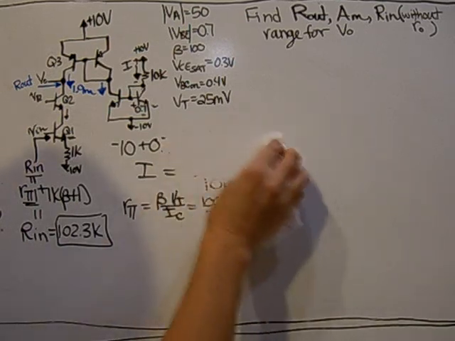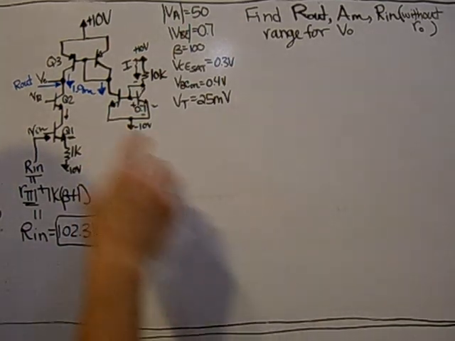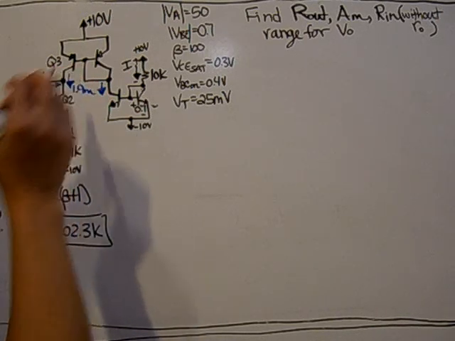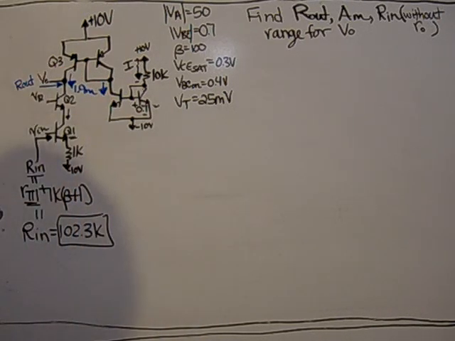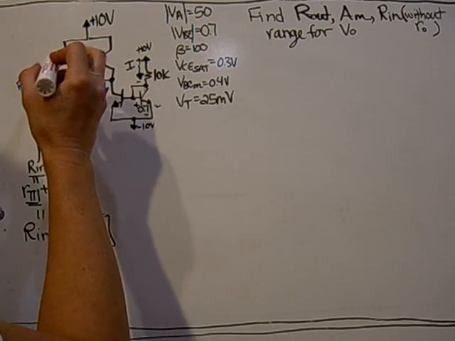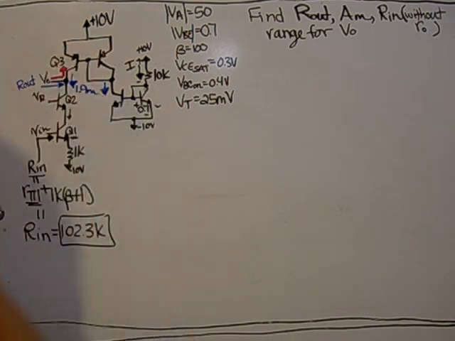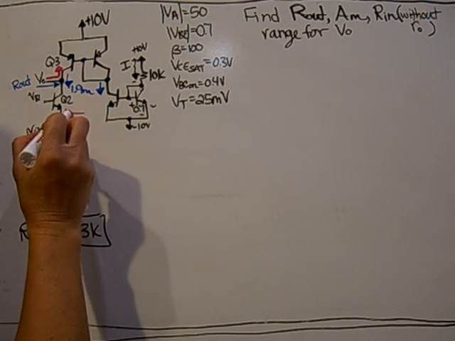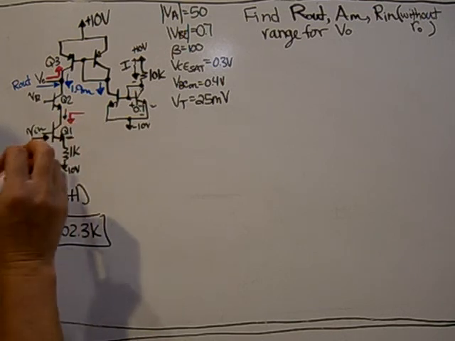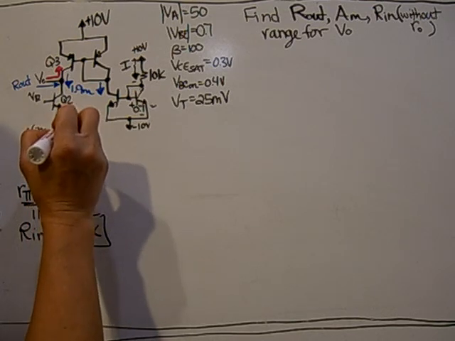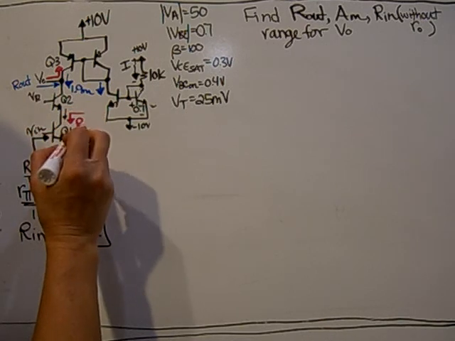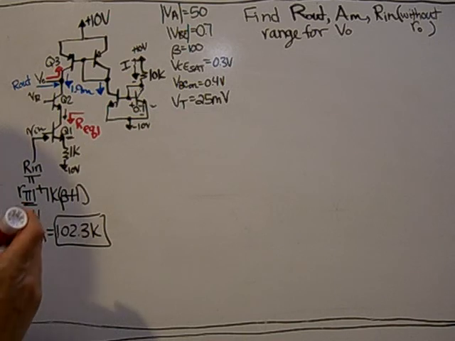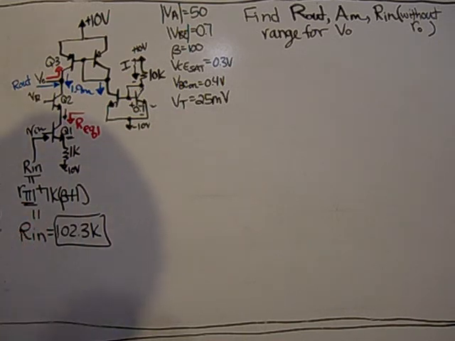Now to find the output resistance, which is located here, I need to know the resistance seen on the top part and then the resistance seen on the bottom. So I need this resistance. And then down here, I have a little bit more complicated circuit. So I'm going to take two different resistances. I'm just going to first find this one, which I'll call R equivalent 1.